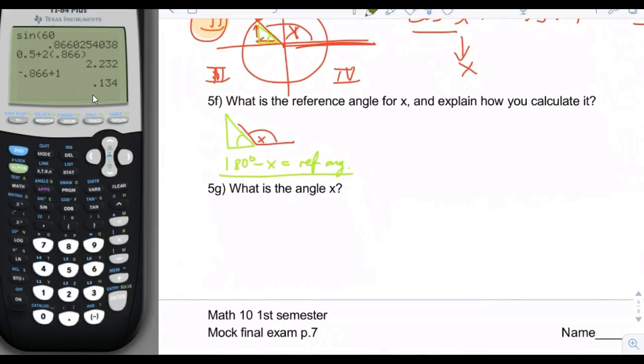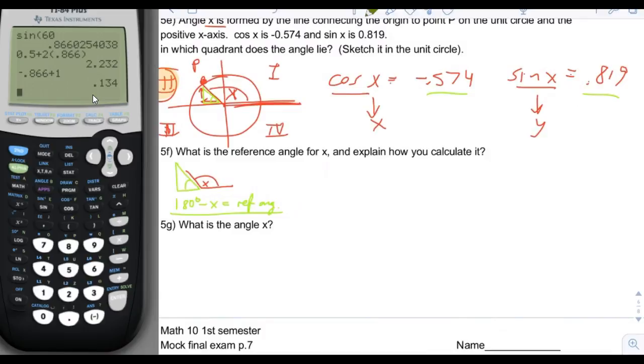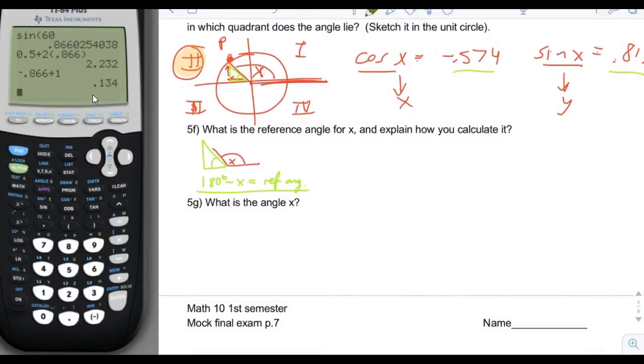I could write it out in words, but I write really messy with this pen, even more messy than usual. What is the angle X? Well, I can figure out the angle X because I know that the cosine is negative 0.574 and the sine is 0.819. I could use either one of those to figure it out. Let's try. I have that the cosine of X is equal to negative 0.574. Let's see what the calculator does with that. I'm going to say, okay calculator, inverse cosine of negative 0.574, and it tells me 125 degrees.